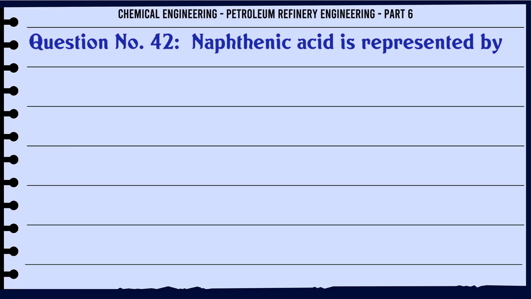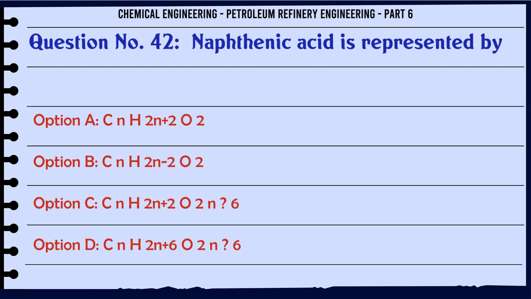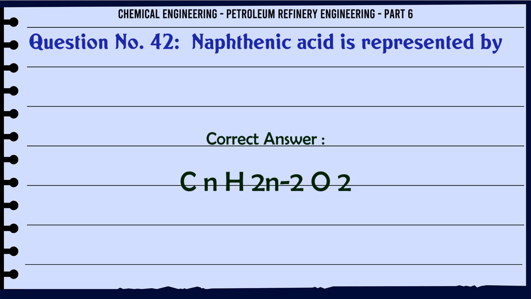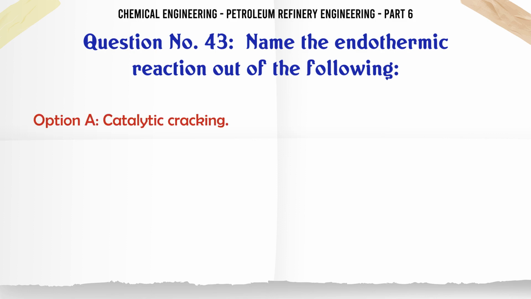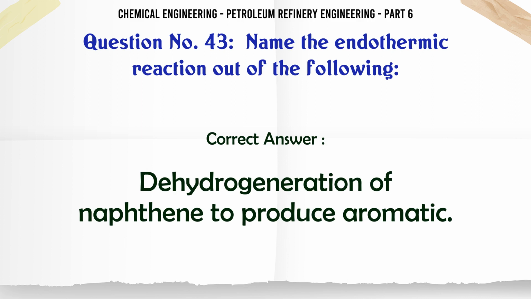Naphthenic acid is represented by A. CnH2n+2O2, B. CnH2n-2O2, C. CnH2n-2O2n-6, D. CnH2n-6O2n-6. The correct answer is CnH2n-2O2. Name the endothermic reaction out of the following. A. catalytic cracking, B. hydrocracking, C. dehydrogenation of naphthene to produce aromatic, D. catalytic polymerization. The correct answer is dehydrogenation of naphthene to produce aromatic.